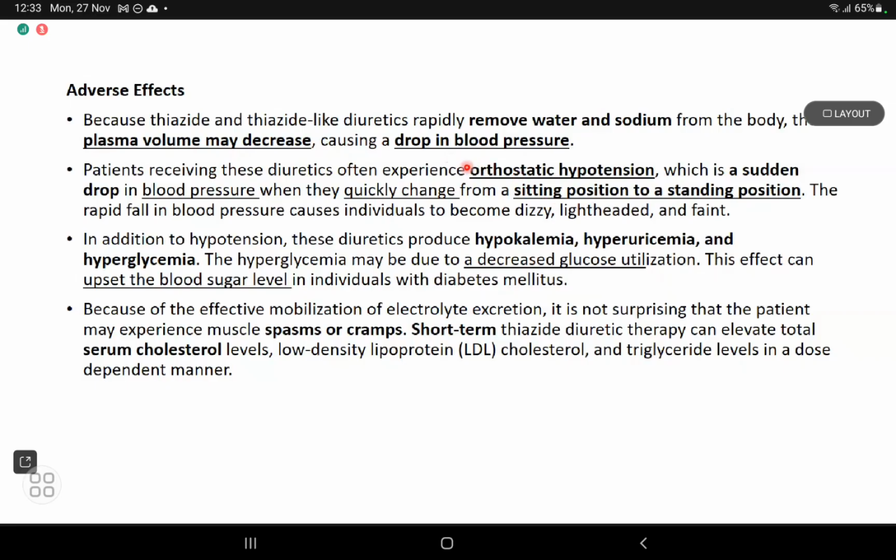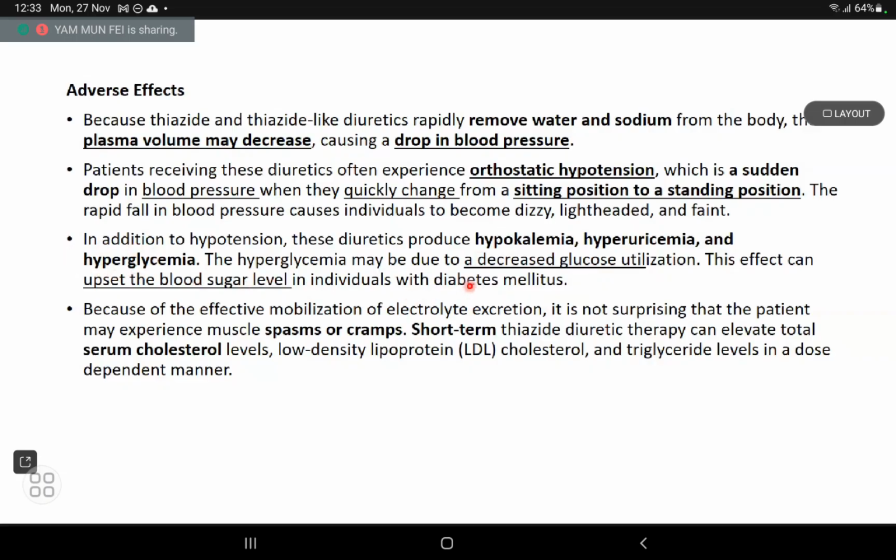Okay. So another side effect is that it might cause hypokalemia, hyperuricemia, and also hyperglycemia as well. Hyperglycemia means that your blood glucose is going to increase. Hyperuricemia means that your uric acid is going to increase in your blood. And then hypokalemia, as I just mentioned, is because we're going to excrete out the potassium. That's why hypokalemia.